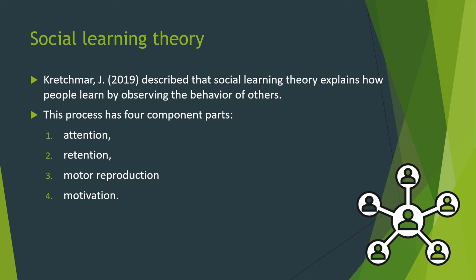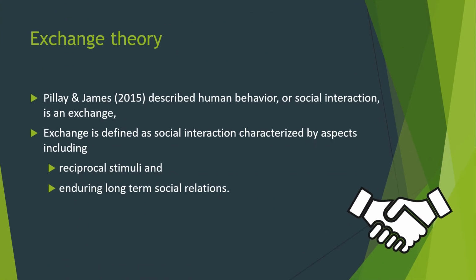However, environmental and cognitive factors can influence the process too. So this is a very critical, challenging aspect or strategy to incorporate, but it's needed. It's highly impactful. Let's move on to our last learning theory, which we call exchange theory. Now, this theory has described human behavior or social interaction as exchange.